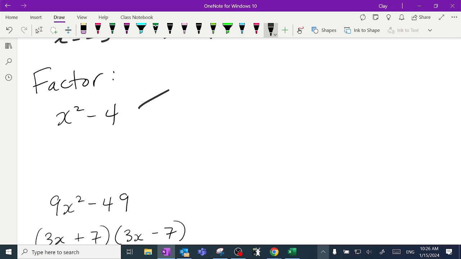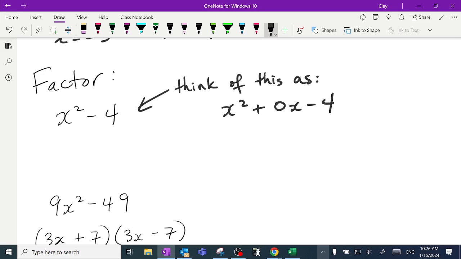If you like, you can think of this as x squared plus 0x minus 4. Get it? Because 0 times x would be 0. So now ask yourself, say self, what two numbers times to make negative 4, but they'd add to make nothing?